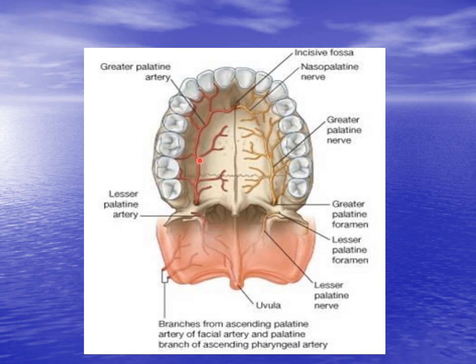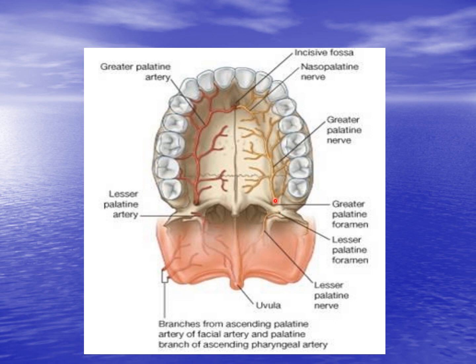This is the hard palate, soft palate, this is the maxilla, palatine bone, palatine crest, posterior nasal spine. This is the palatine aponeurosis in which the muscles are attached. You can see here, this is the incisive foramen, this is the greater palatine foramen, and the lesser palatine foramina.